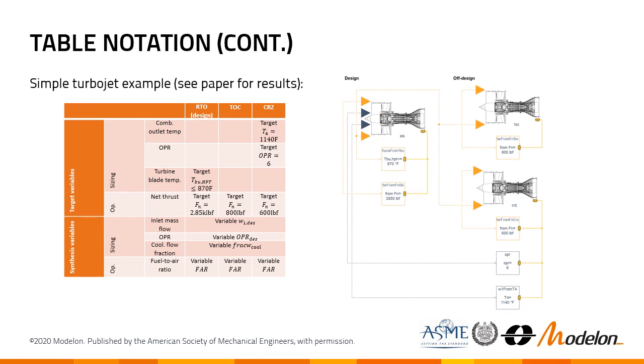And then within all the cells of the table, we describe the synthesis matching, and for that we use different keywords. For synthesis variables, we can use fixed. That means that the synthesis variable value is known and entered by the user. Also for synthesis variables, we can use the keyword variable. That means that the synthesis variable is not known, but modulated iteratively by the solver.